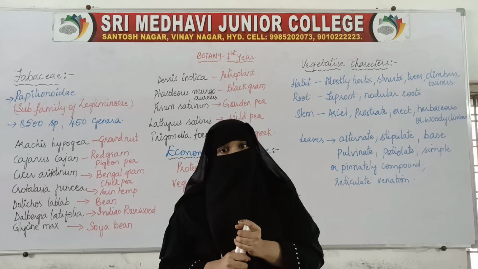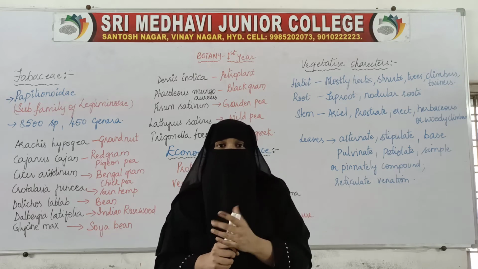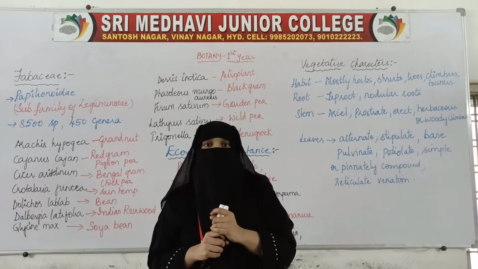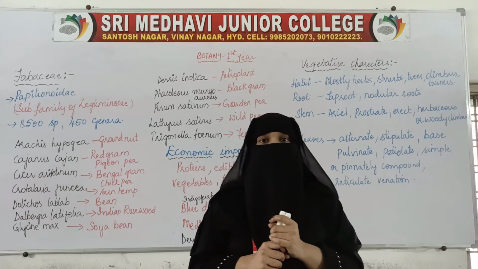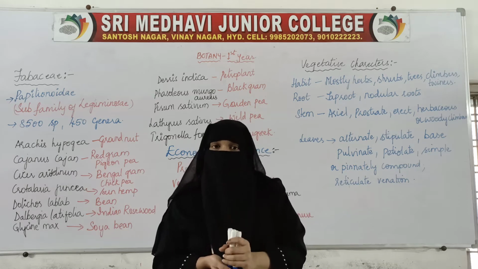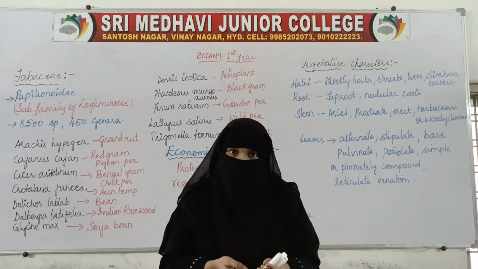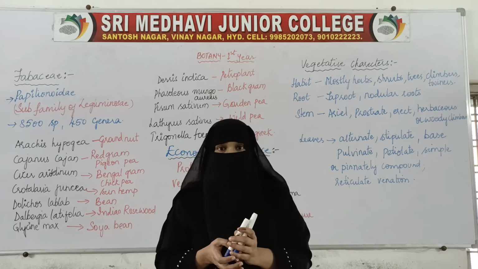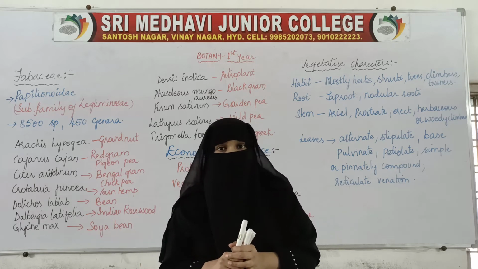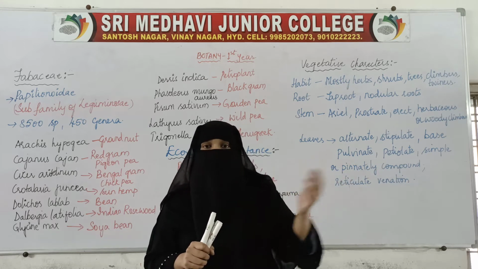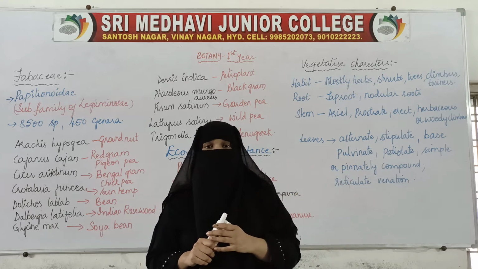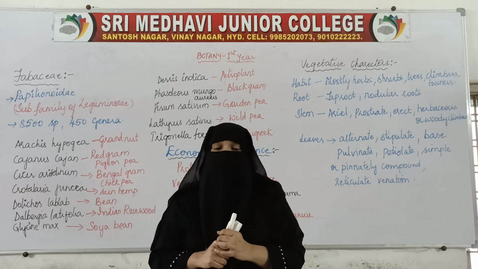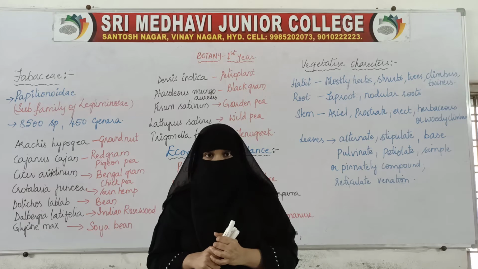Because the most important thing which we have to remember is the floral characters of each family. Vegetative characters should also be remembered, and most importantly floral characters should be remembered, because with the help of floral characters only we will be able to draw the floral diagram and write the floral formula. And last but not the least, economic importance is also very important.